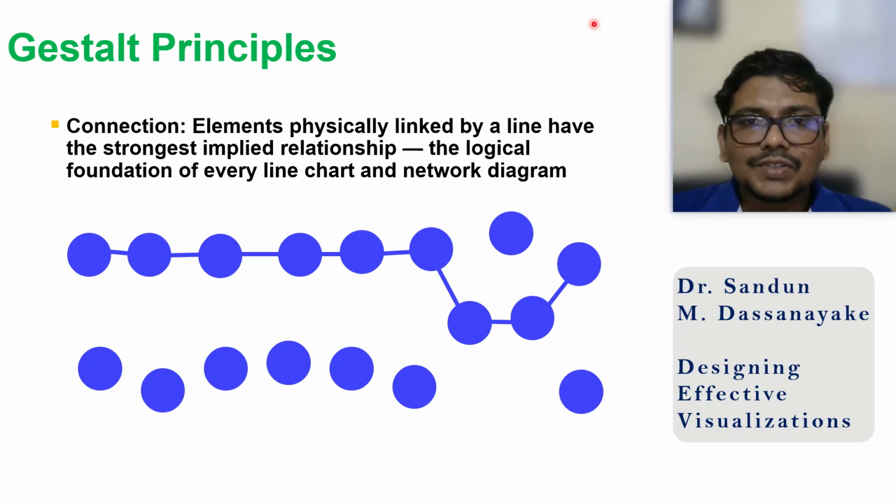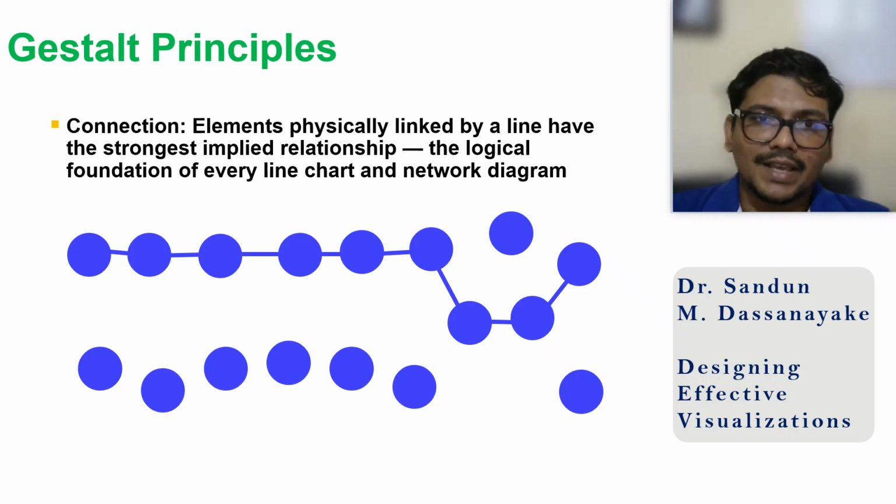This is the entire logical foundation of both line charts, points connected in sequence like this, and network or node diagrams, nodes connected by an edge implying a relationship. Why does removing the connecting lines from a line chart make it feel like unrelated data? That is because you have removed the strongest grouping cue available, the connection.